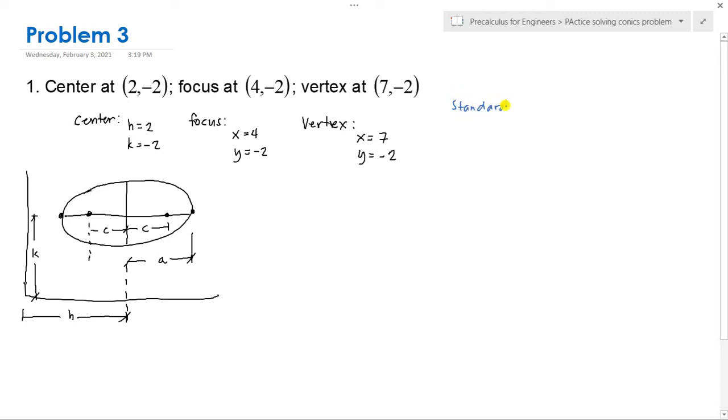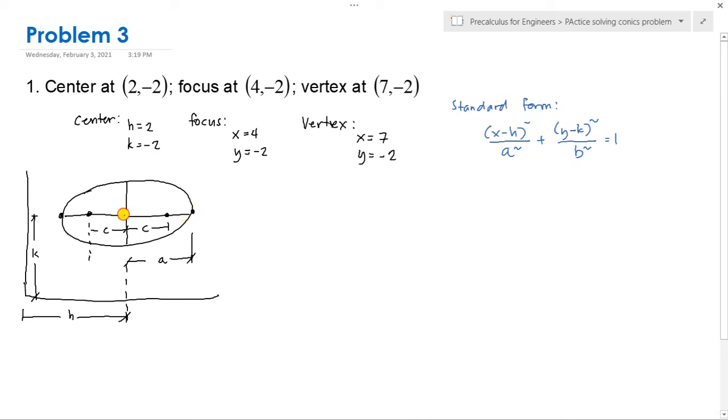So to write the formula for the standard form of an ellipse, the standard form is (x minus h) squared over a squared plus (y minus k) squared over b squared equals 1. So we need h and k. Here we already have the values, but we don't have a and b yet. So let us analyze.